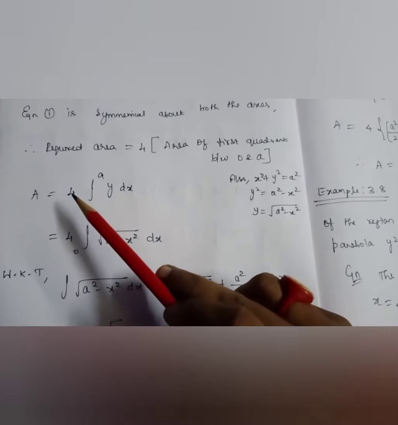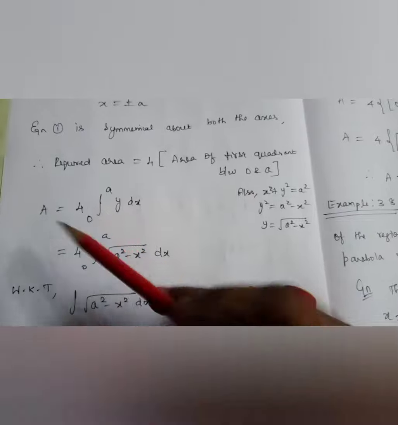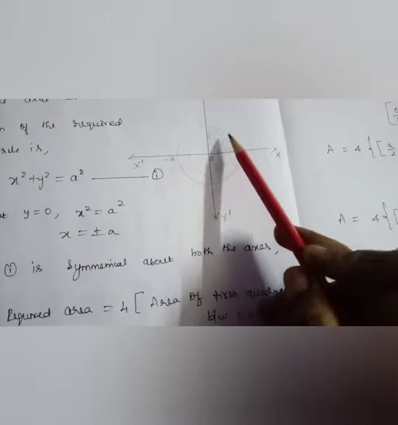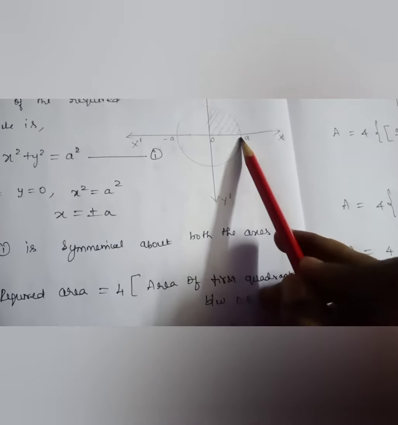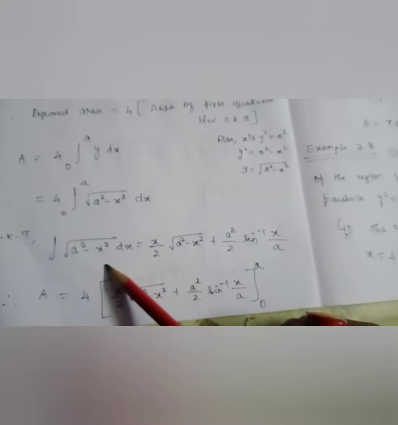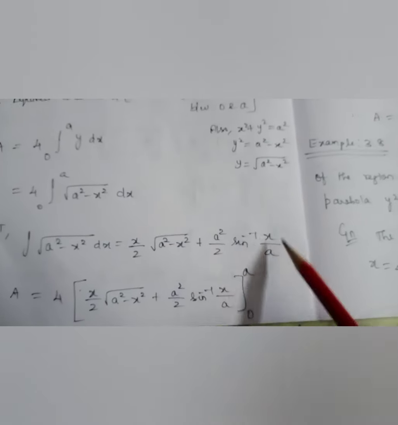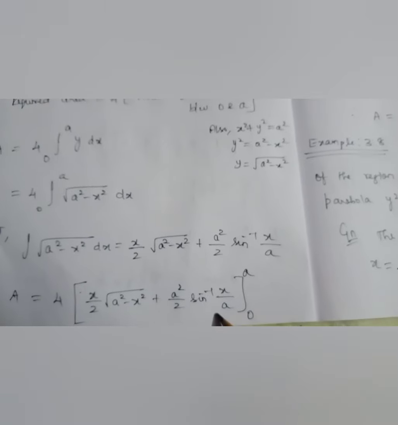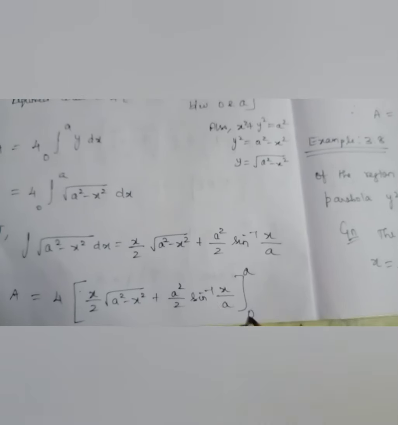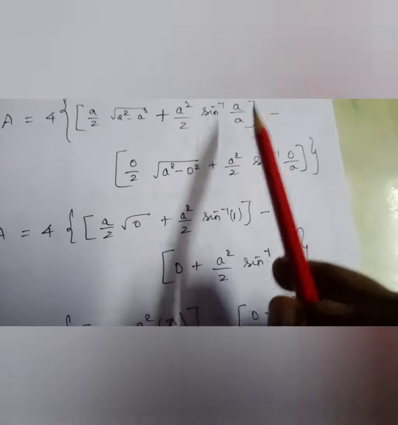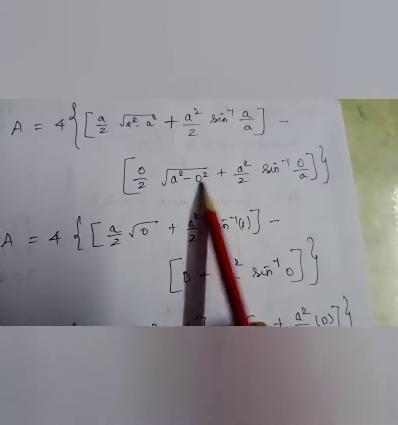So 4 times the area we have to find out, because one particular quadrant only we are going to find, which is lying between 0 to a. So all these quadrants will be considered as 4 times integral 0 to a of y dx, that is this one. And for this one we have the direct formula, x by 2 root of a square minus x square plus a square by 2 sin inverse of x by a. So I am just substituting the formula, and I am going to apply the upper limit minus lower limit. First upper limit I am applying, upper limit is a, wherever x is there I have substituted a, and lower limit is 0.